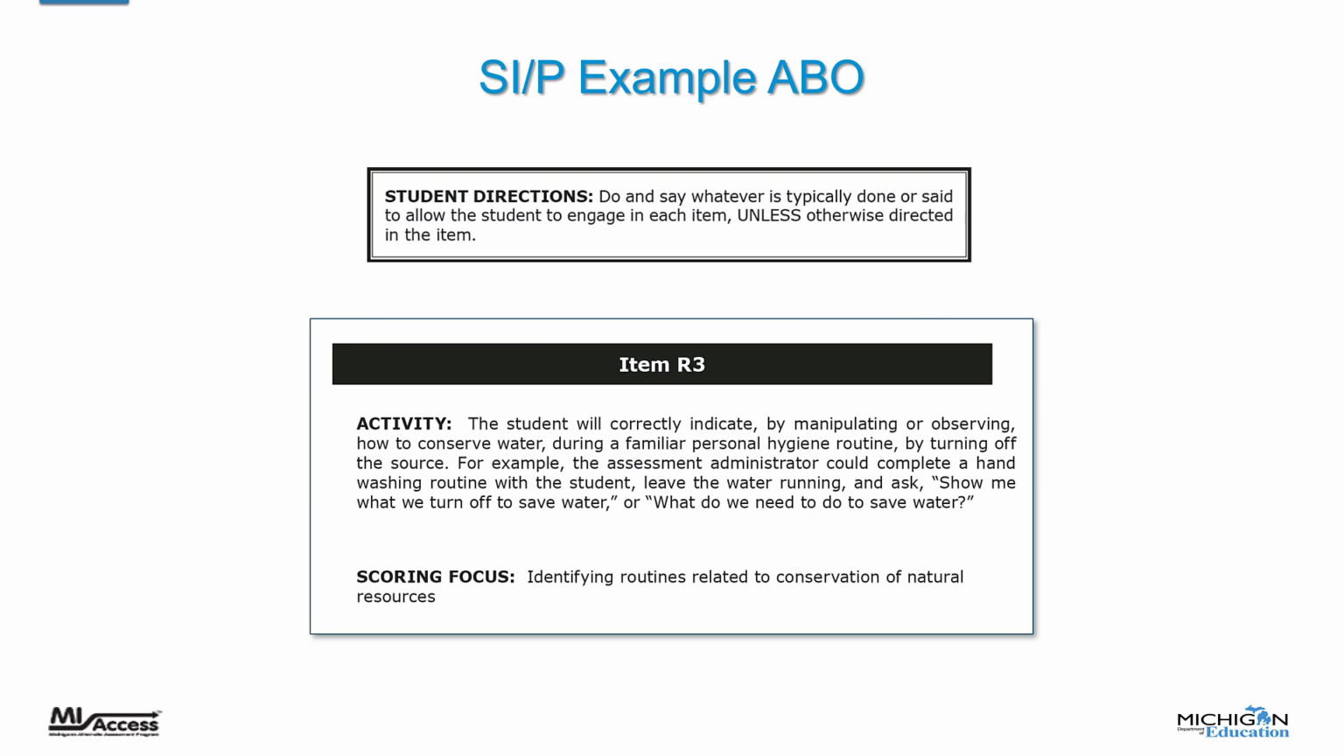The activity-based items have several components. The directions are a simple reminder to use typical methods during testing, as in the classroom routines, in order to engage the student in the observation. The activity is the item itself, and this may be adapted to fit the situation for each student so it aligns with the scoring focus. Each item provides examples of how the activity may be used. The scoring focus is what the activity is designed to measure when looking at the student responses.